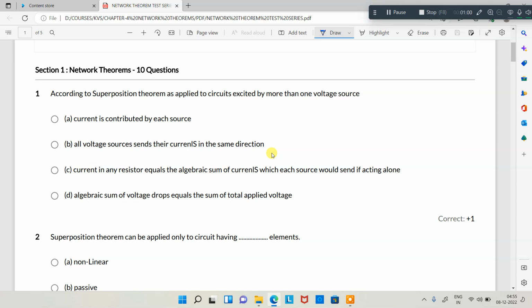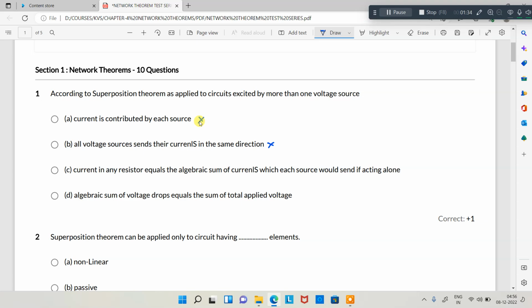So first, the question: according to the superposition theorem as applied to a circuit excited by more than one source, look at the options. In the case of the superposition theorem, the contribution comes from each source, not only the current source, we also consider the voltage source contribution. Do all voltage sources send their currents in the same direction? No, because in the circuit it need not be the same direction.